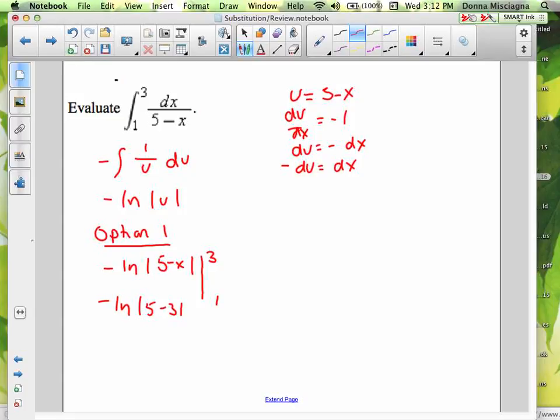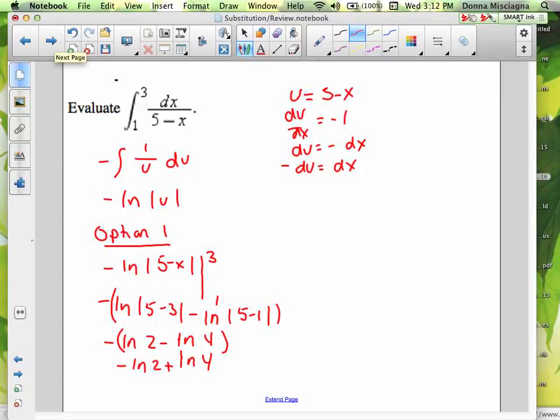So we'd have negative natural log of 5 minus 3. I'm just going to put parentheses; I'll distribute that negative later. And then minus natural log of 5 minus 1. So that would be negative natural log 2 minus natural log 4. Then I'd probably just distribute and leave it the way it is: negative natural log 2 plus natural log 4. Or maybe reverse the order so the negative is second. I wouldn't change it to a decimal unless the problem asks me to.